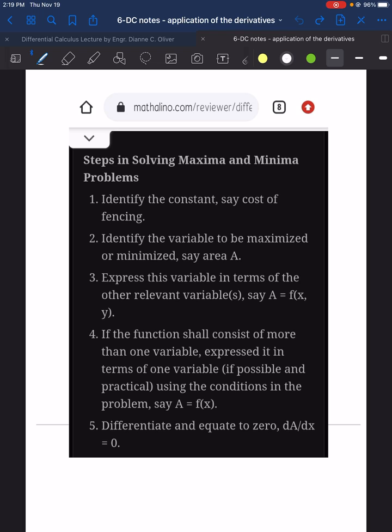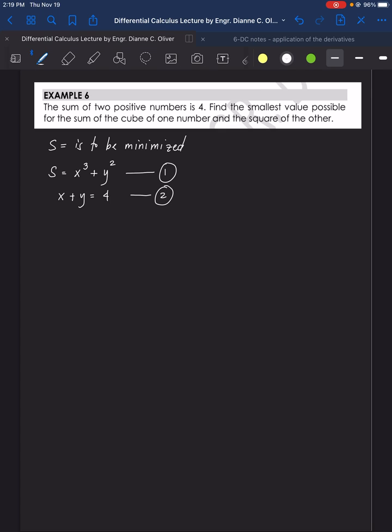Step number 5, differentiate and equate to 0 the one being minimized. So we have ds over dx is equal to 0 for least sum. Okay, so next here is we will differentiate equations 1 and 2.